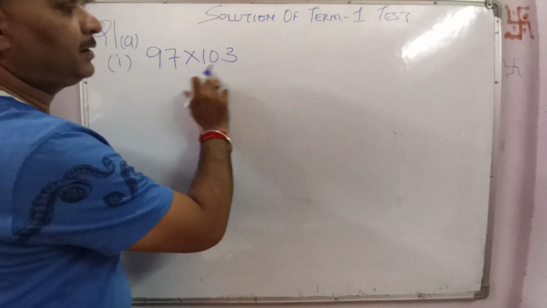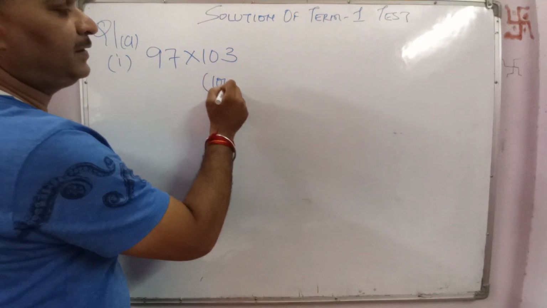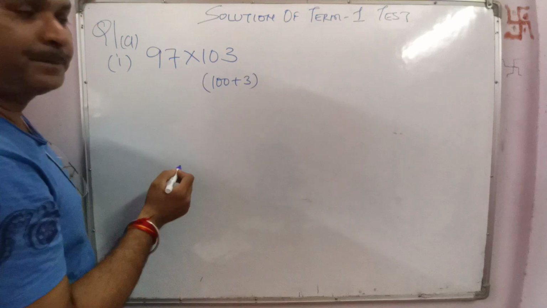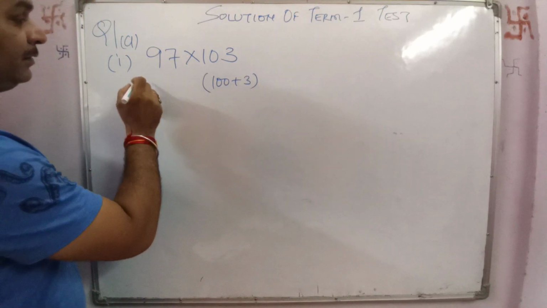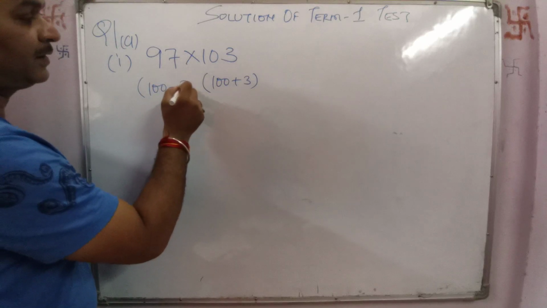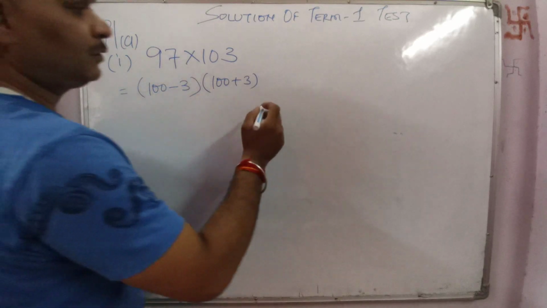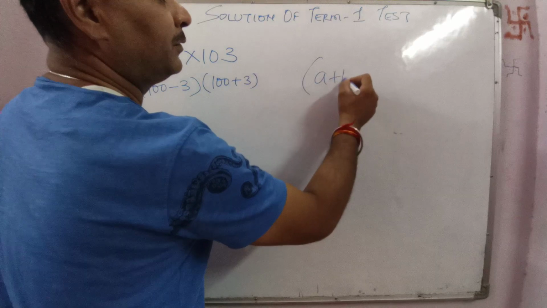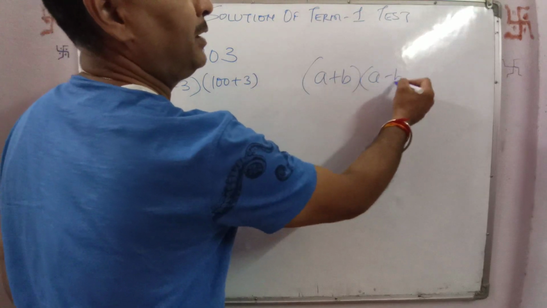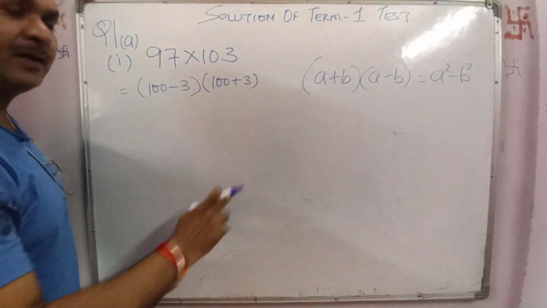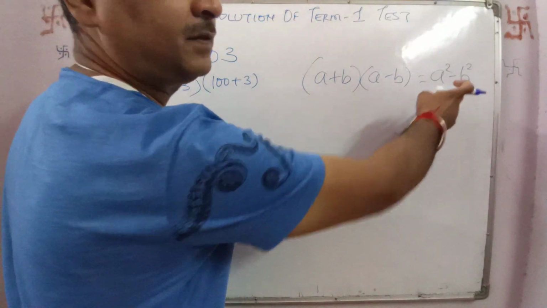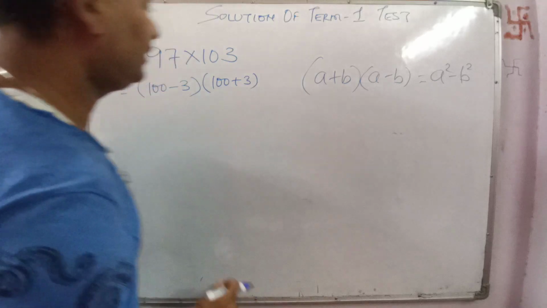So we see that 103 can be easily written as 100 plus 3, and 100 minus 3 will become 97. So 97 can be written as 100 minus 3. So the identity which we are going to use is a plus b into a minus b is equal to a square minus b square. That is, the product of sum and difference of the two numbers is equal to the difference of their squares.